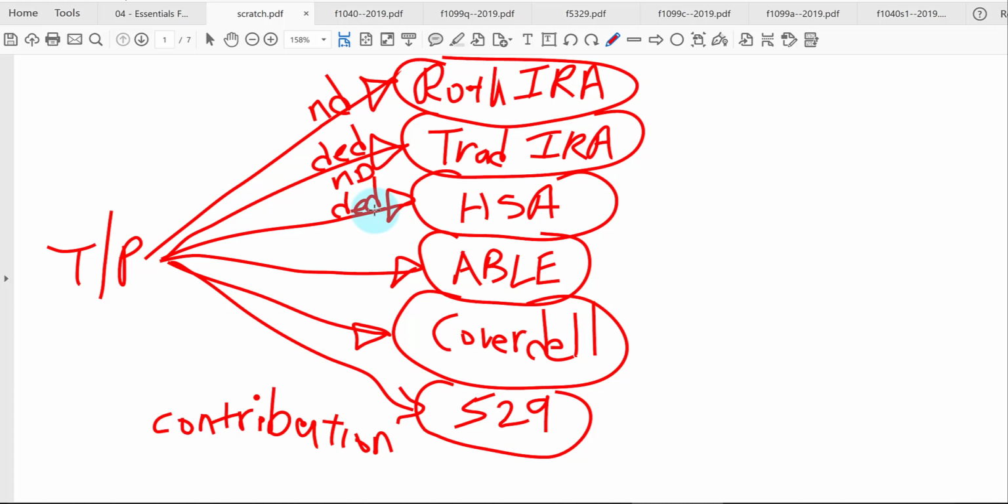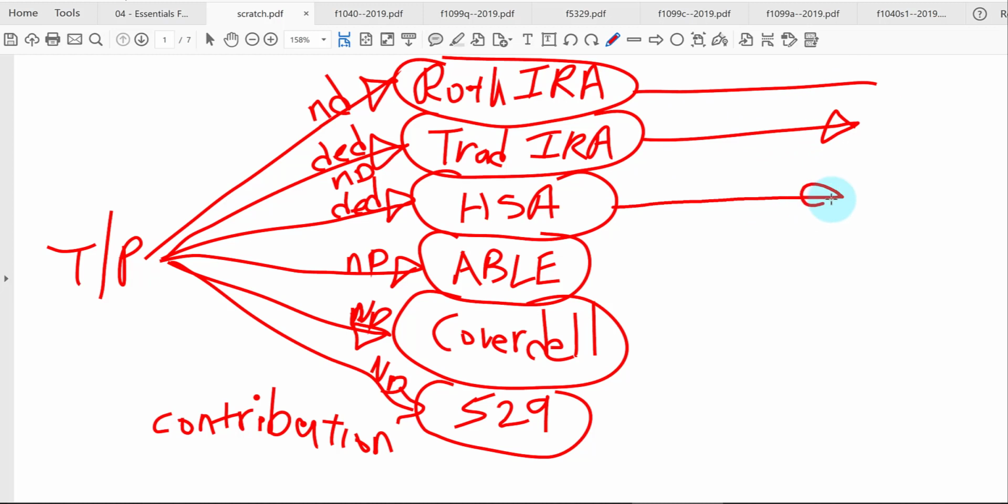If you put money into an ABLE account, there's no immediate deduction, non-deductible. Same thing with a Coverdell, non-deductible, and also for the 529. No deduction when you put the money in. So why would you do that? Why would you use these accounts? The benefit is when the money comes out. When you're taking distributions, withdrawals, and you're paying off certain types of qualifying costs.